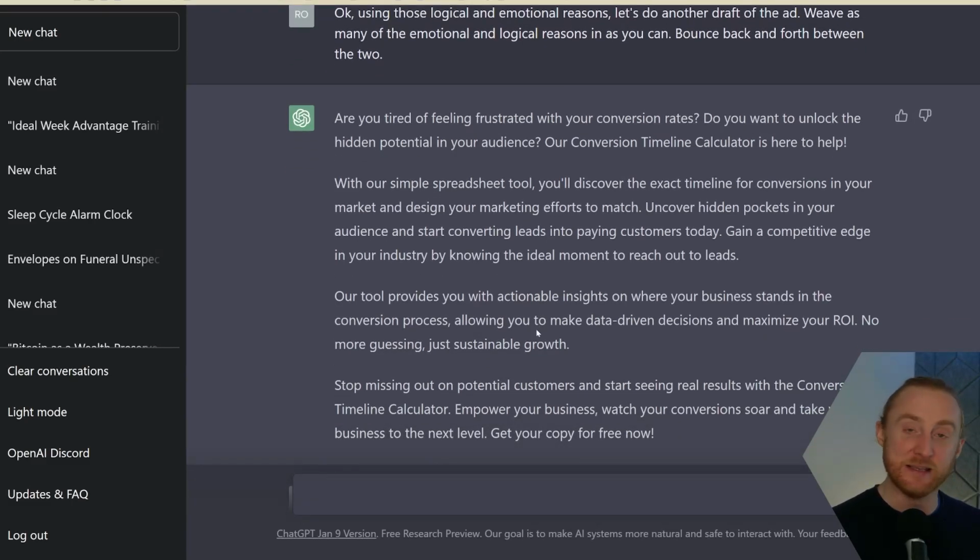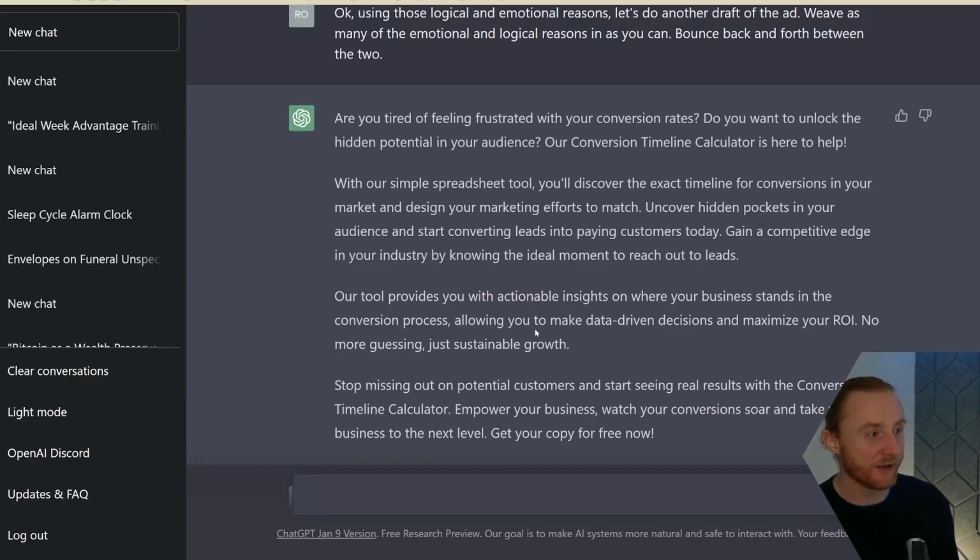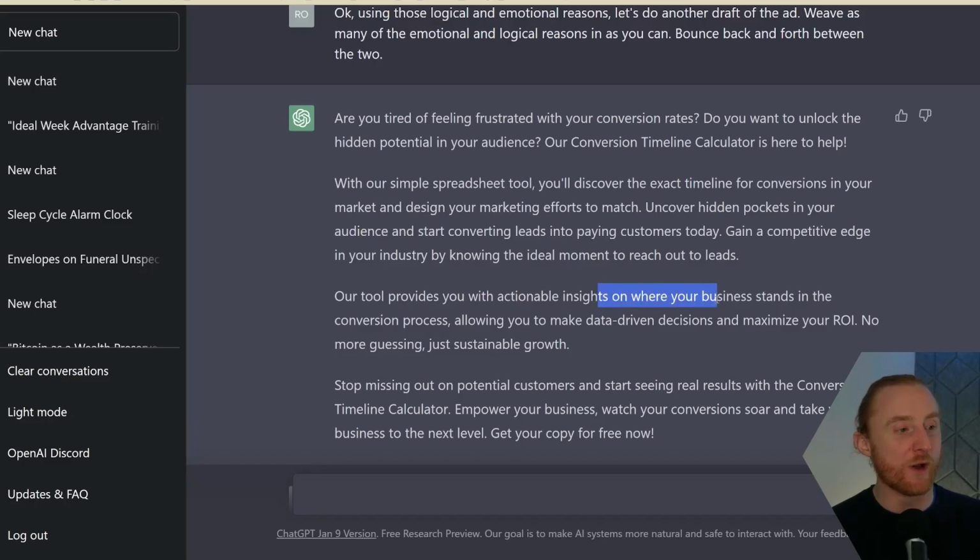And again, this was not bad. Now, as you can see, it forgot the bullet points. And I'm okay with that. I said, rewrite the ad, and it understood that to mean get rid of the bullet points. But what it started to put in here was more ideas that actually made it into the final ad. Our tool provides actionable insights on where your business stands. Make data-driven decisions and maximize your ROI. That is not something that I had thought of when I came into writing this ad, like make data-driven decisions. But I was like, that's the perfect logical reason.